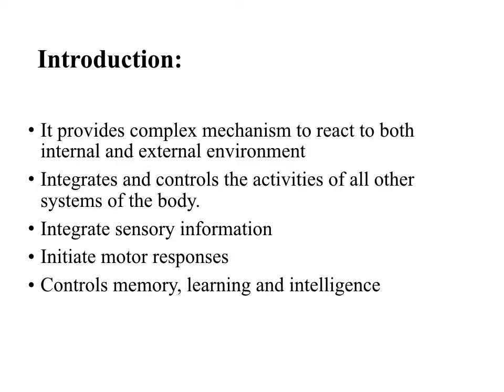examples. As you know, the nervous system mainly provides the complex mechanism to make the body react to both internal and external environment. It integrates and controls the activities of all other systems of the body. So you have so many organ systems in the body. You have cardiovascular system, respiratory system, GIT system. Coordinating all these organ systems internally, as well as the reaction of the body to the external environment, is controlled by the nervous system. It integrates the sensory information, it initiates the motor response, and it helps in controlling memory, learning, and intelligence.